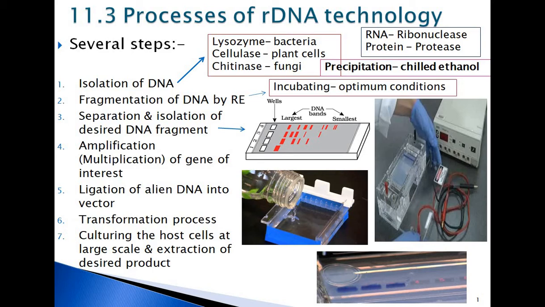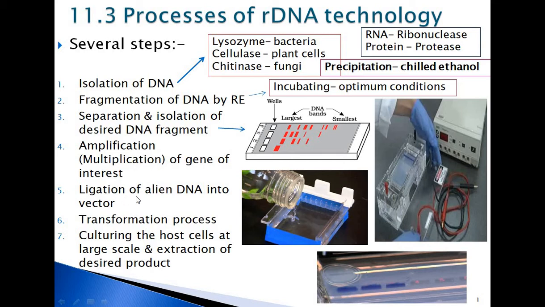I know that from the last few videos we are going through DNA technology only, but in this video we are going to see in detail the whole process of recombinant DNA technology. There are several steps. First of all, the isolation of the DNA. Second is fragmentation of DNA by RE enzyme, restriction endonuclease enzyme. Third is separation and isolation of the desired DNA fragment. Fourth is amplification, that means multiplication of our gene of interest.